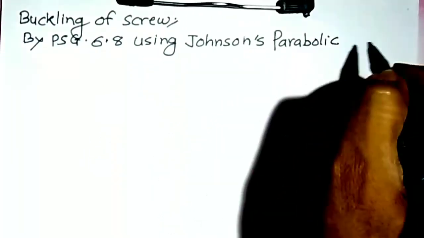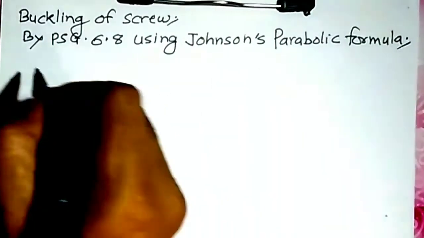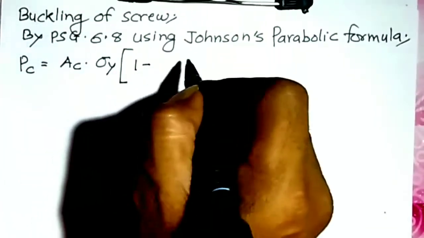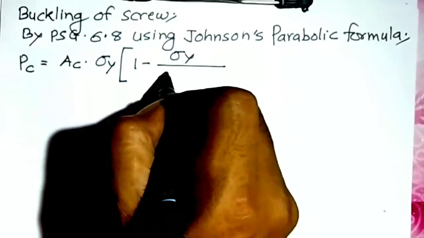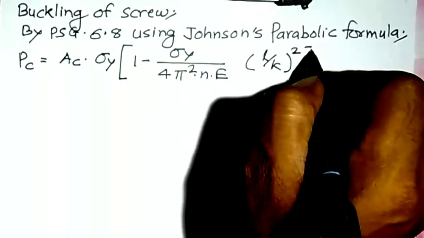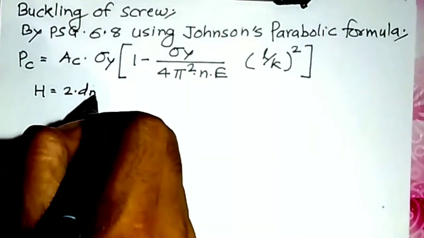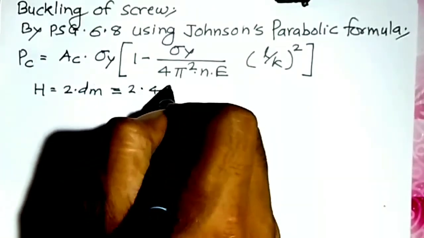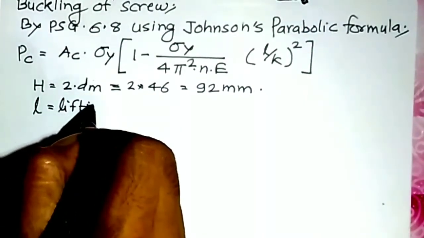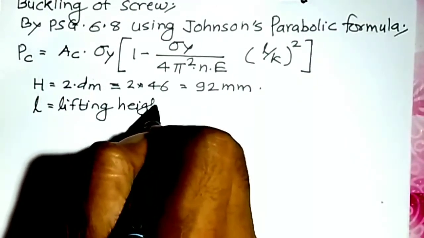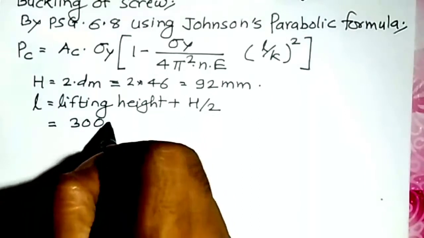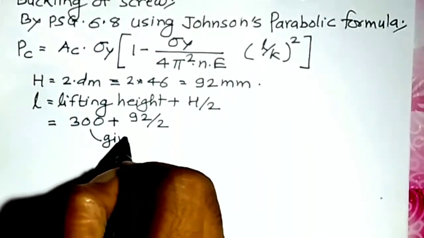Now moving ahead, since buckling of screw is also to be checked, we make use of Johnson's parabolic formula from PSG 6.8, because buckling will happen when the screw spindle is raised to maximum height. By considering it as a short column, we make use of Johnson's parabolic formula, which is given on PSG 6.8, so that is written here. The head height H is equal to 2 times dm, that is also given.